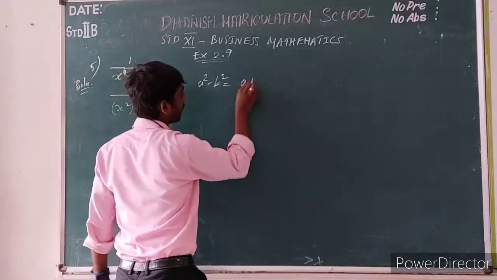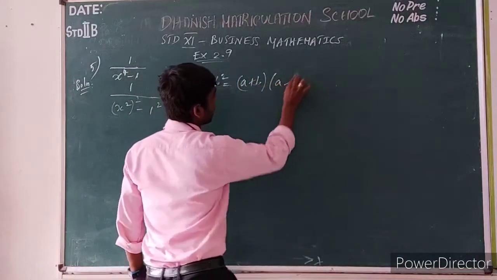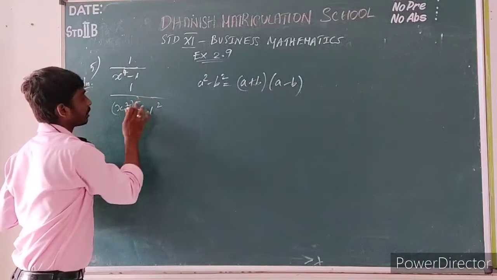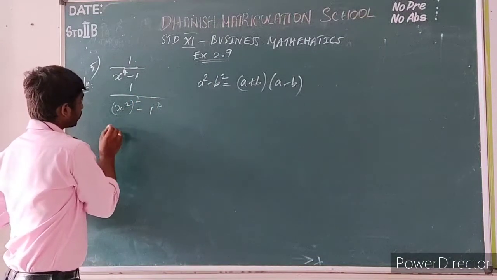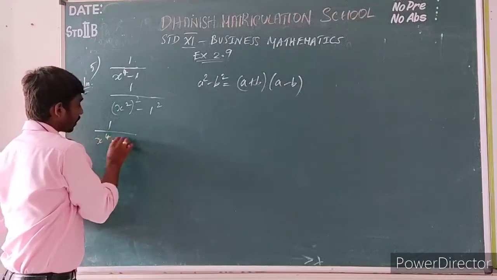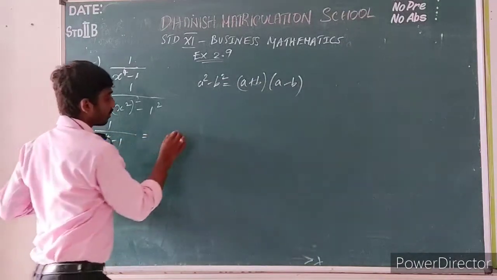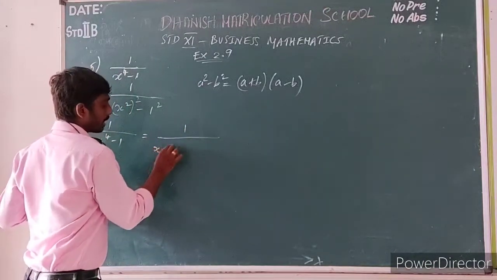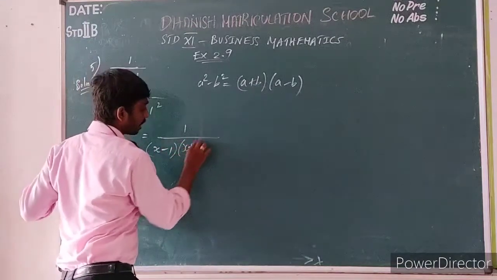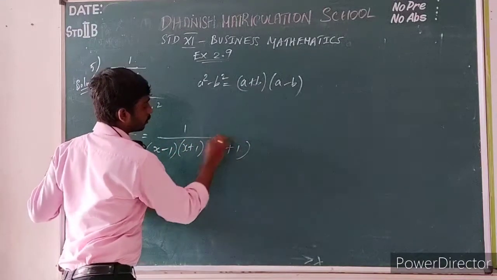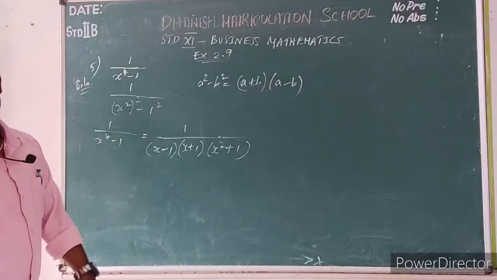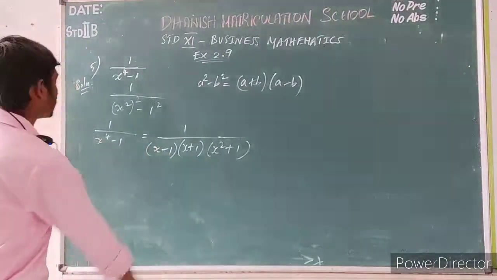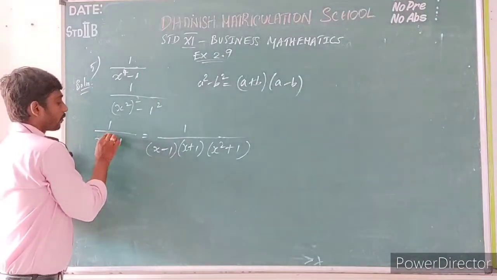Now we have to write it as (a plus b)(a minus b). You are splitting it like this. That is 1 divided by x power 4 minus 1. Using this formula, what is the denominator splitting up here? x minus 1, x plus 1, x square plus 1. This will be the factorization of x power 4 minus 1.